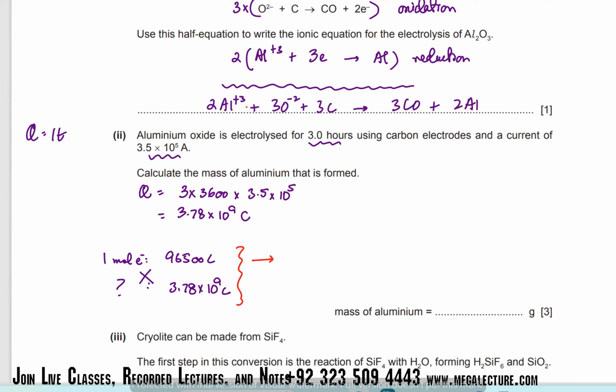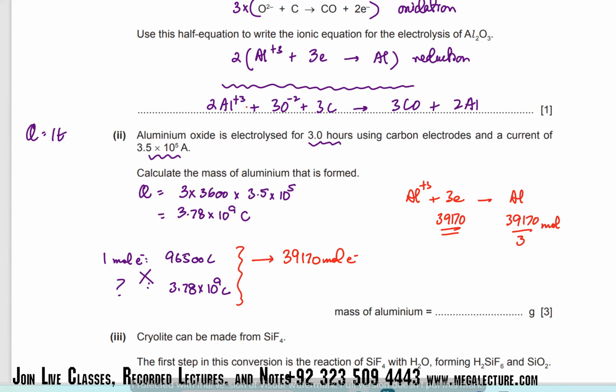39,170? Yes, sir. So this is the amount of moles of electrons that is flowing through the circuit. So how was aluminium produced? What was the equation for aluminium? Al3+ plus 3 electrons, and it was forming aluminium. Now how many moles of electrons do we have? That's 39,170 moles. So what will the moles of aluminium be? That's going to be 39,170 divided by 3 moles.